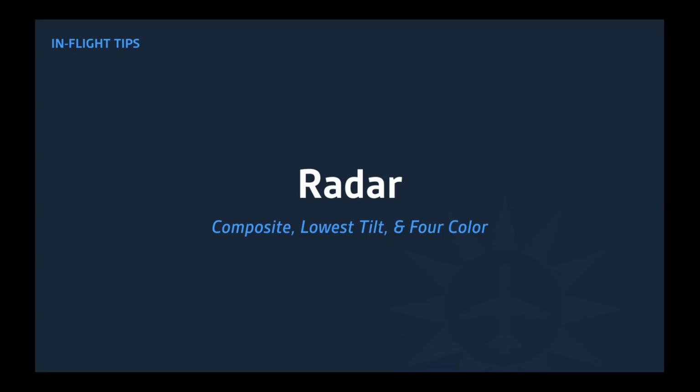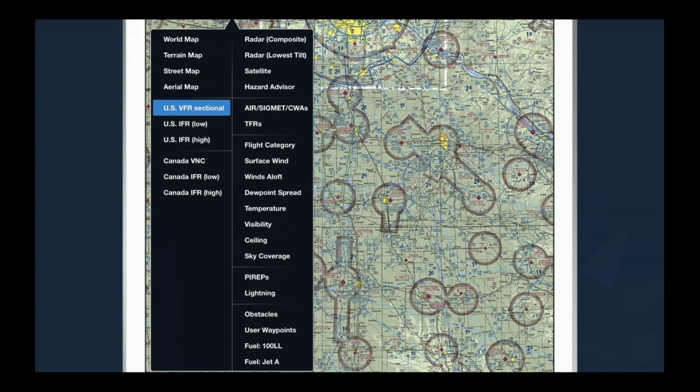So we have different types of radar. We have composite radar, lowest tilt radar, and an additional four-color radar option. I want to walk you through what the differences are. So this is my layer selector on the map view. I can open up the layer selector with the button in the top left of the map, and I get this menu. And when I open it up, I can see at the top I have two different radar options, radar composite and radar lowest tilt. And we get a lot of questions, what is the difference and when would I use either one?